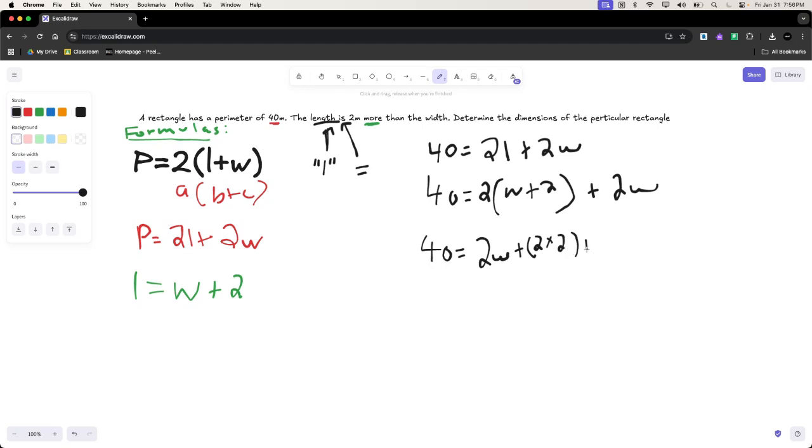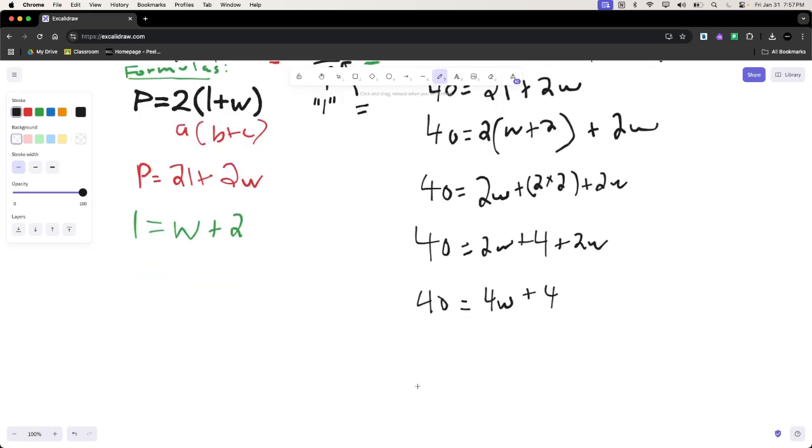which equals 2W plus, I'm just going to put this in parentheses so it's easier to read, 2 times 2, which equals 2W. And again, 40. I'm going to simplify the 2 times 2 to 4, and then add that with 2W. And now I'm going to collect like terms. In our case, this W and this W can be collected, so that would be 4W, and then we add the 4 that we have remaining.